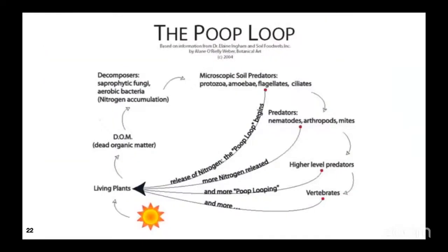So you can see there at the beginning the sun, the photosynthesizing living plants, dead organic matter, the decomposers, that first, second actually, trophic level, going on to all those others, the microscopic soil predators, protozoa, amoeba, flagellates. As they break things down, they release nitrogen and it goes back into the poop loop. Back around in this poop loop.